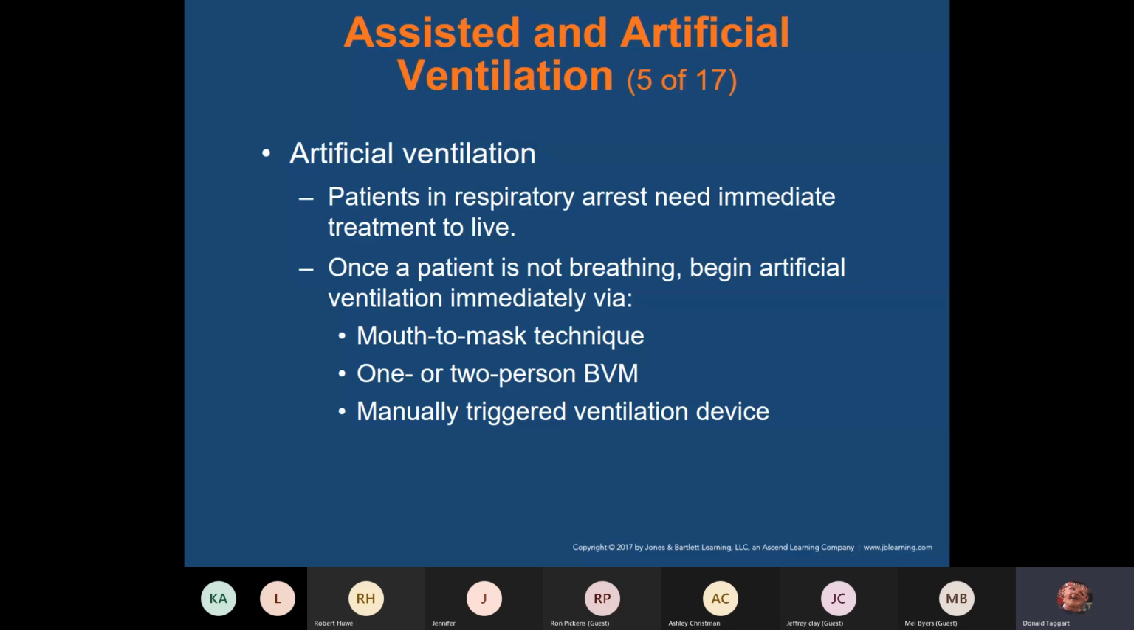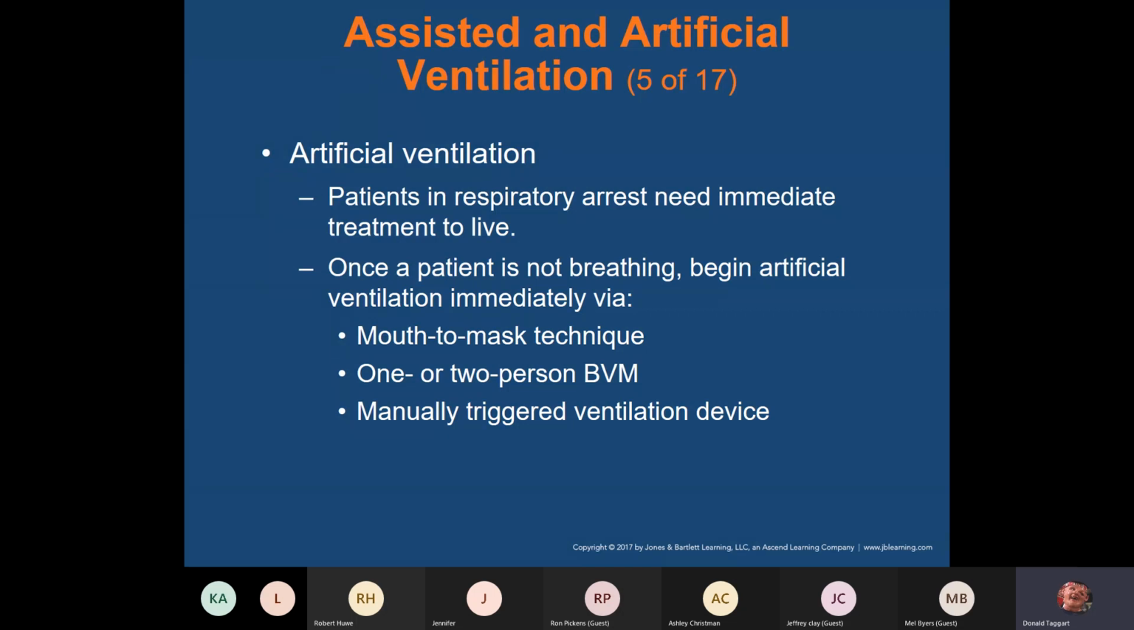And in your test, like your state test, when you do this station, when you go in there, you're going to walk in, they're going to say, patient's not breathing. Your statement needs to be, I'm going to immediately start ventilating this patient. And you can do mouth to mask.